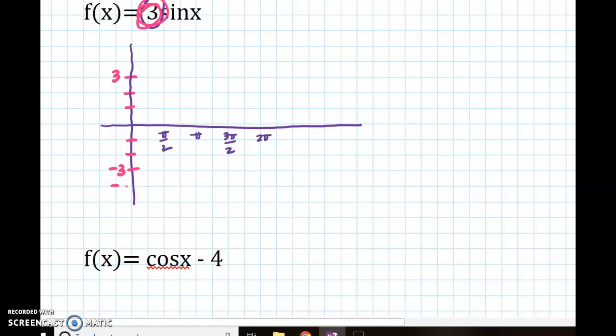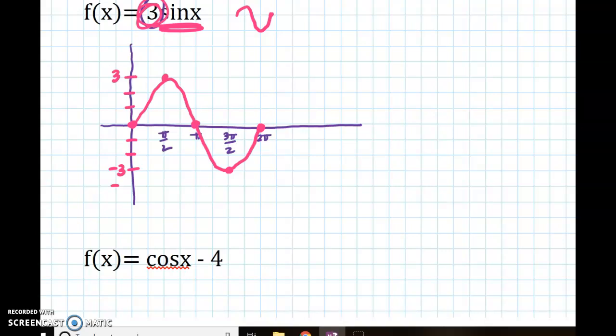And then, if you remember that sine values start in the middle, and go up, down, and back to the middle, then all you have to do is plot your points. You start in the middle. At pi over 2, you're going to end up at 3. At pi, you're going to end up at 0. And then at 3 pi over 2, you're going to be at negative 3. And then at 2 pi, you end up back in the middle. So instead of maxing out at 1, you are maxing out at 3.